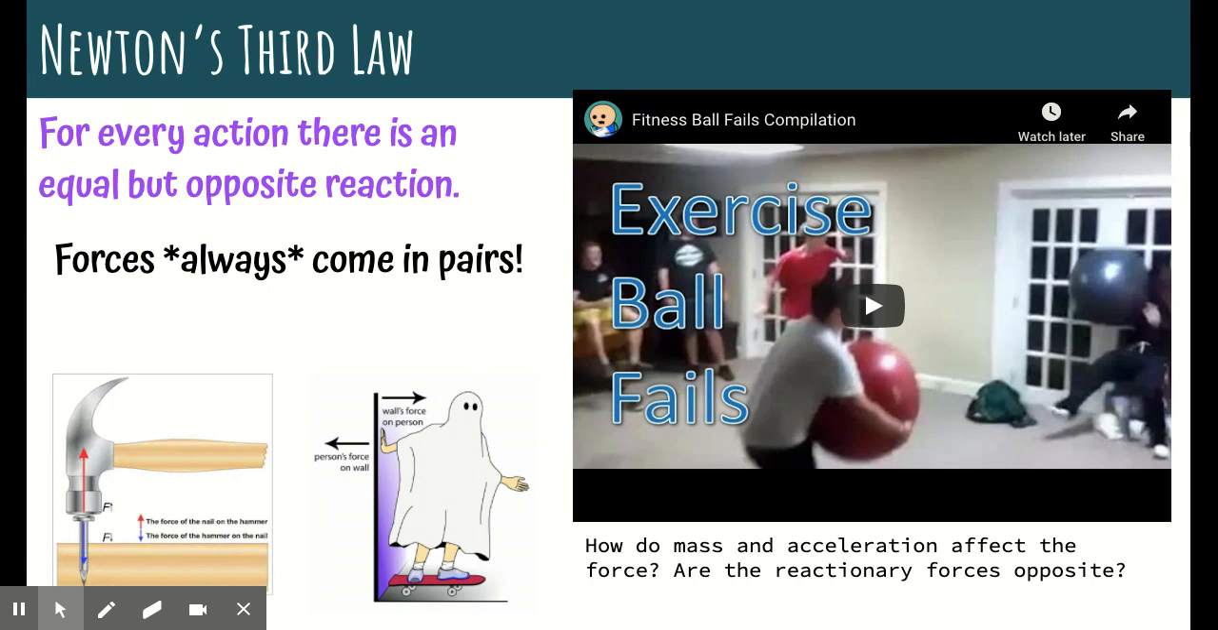But what I wanted you to pay attention to with this is how the mass of the person and the speed that they were moving at affect the force. Do you get a greater reactionary force on the person with the smaller mass? Does it matter? And you should have a pretty clear view that the reactionary forces are opposite. Some of these people run right into each other. The reactionary forces act on themselves and they go flying backwards.